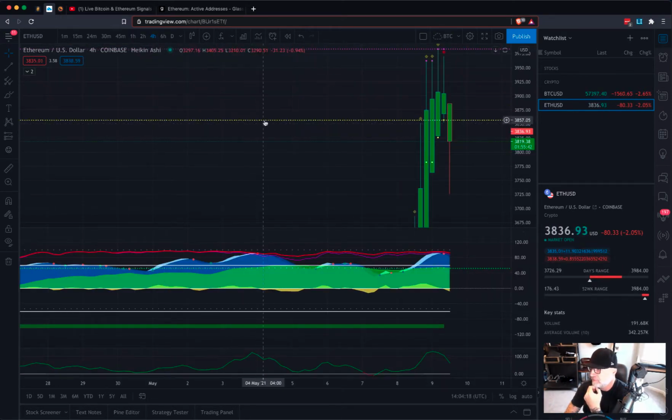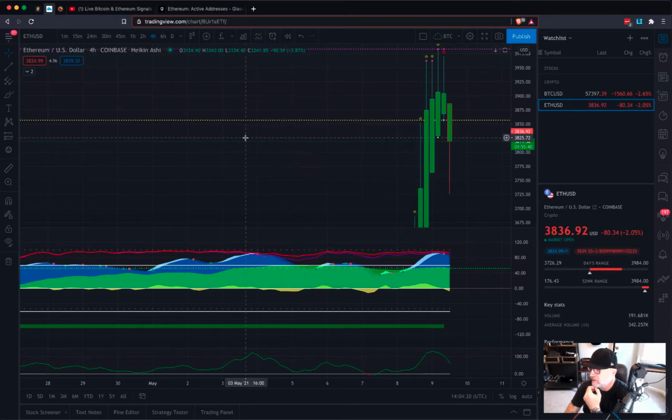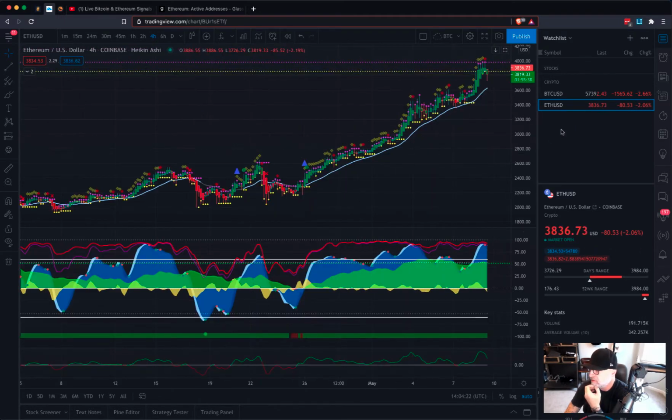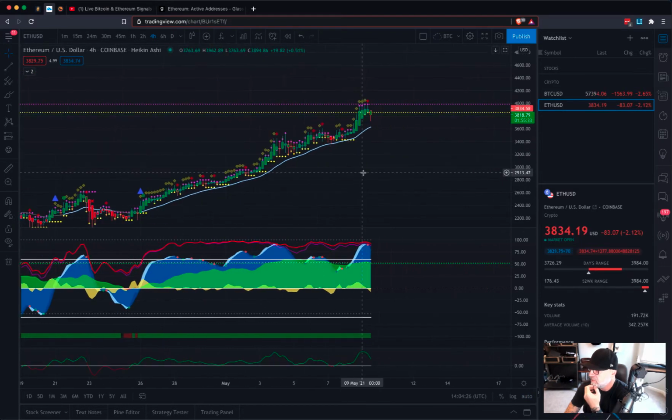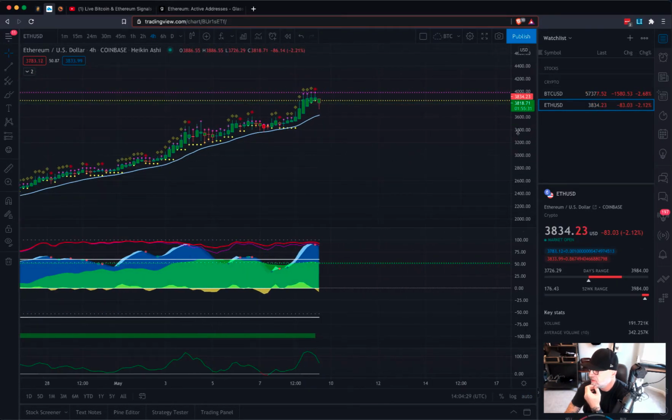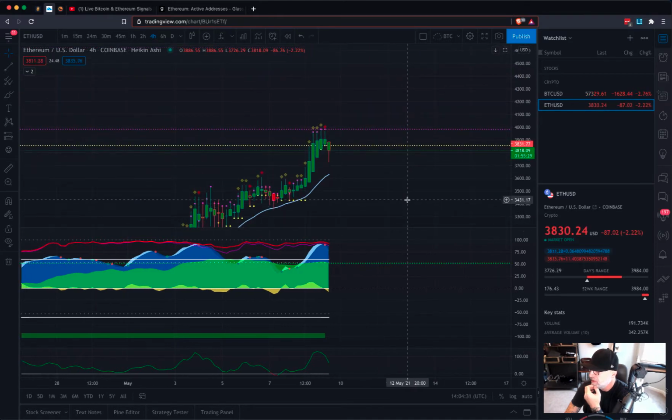I'll go and look at the 4 hour. Let's reset this here so we can see it a little bit better. Yeah, so I'm going to look at the 4 hour and zoom in on these candles a little bit better.